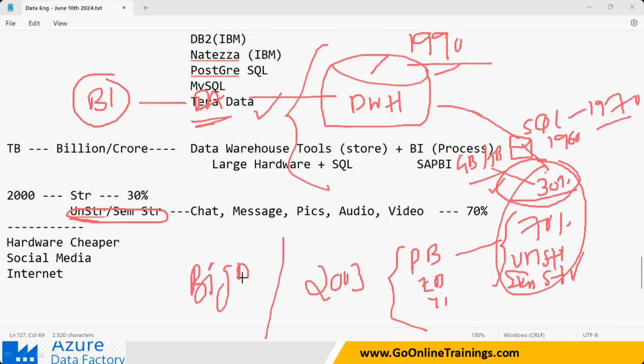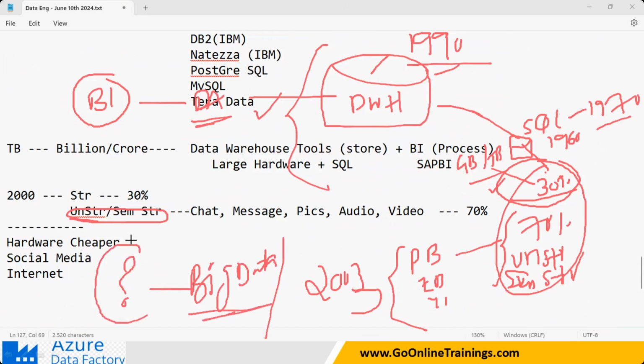Clear? So the big data concept, the name given by Google in year 2003. They told we have a lot of unstructured data, semi-structured data, but we have a petabyte, zettabyte, yottabyte of data. This is called unlimited data. And where do you store? Forget about how do you store. They have given a name called big data. Now, how do we store big data?